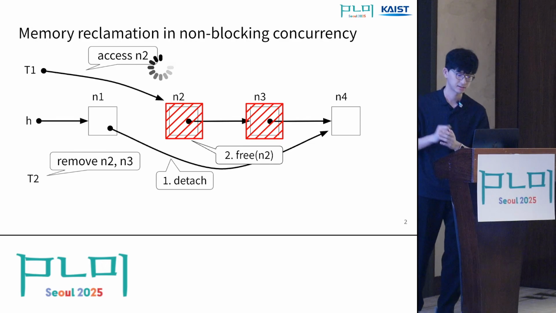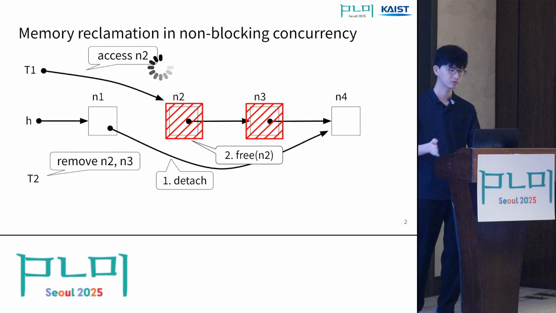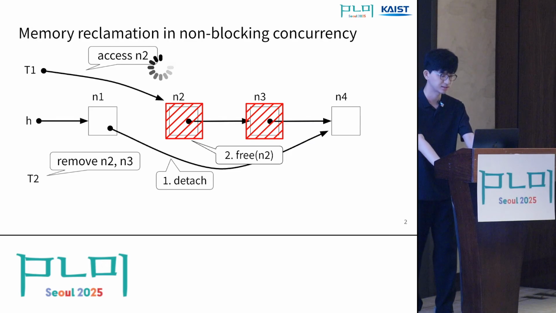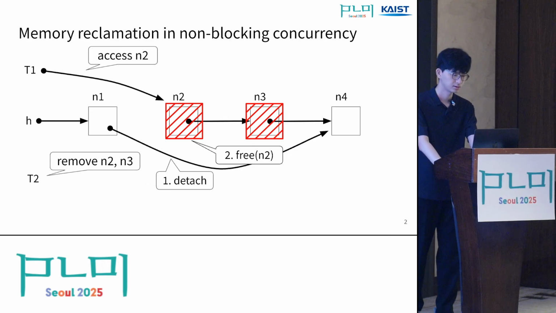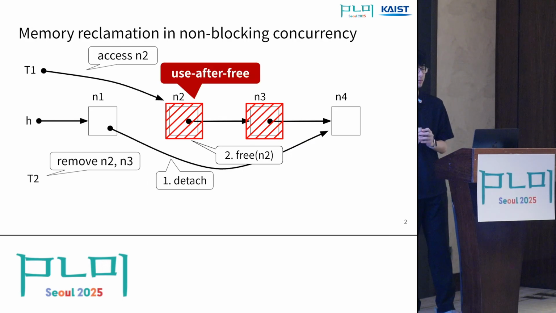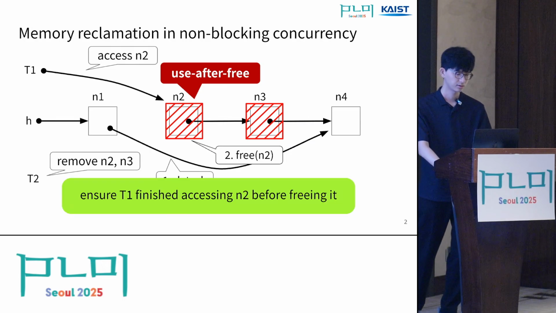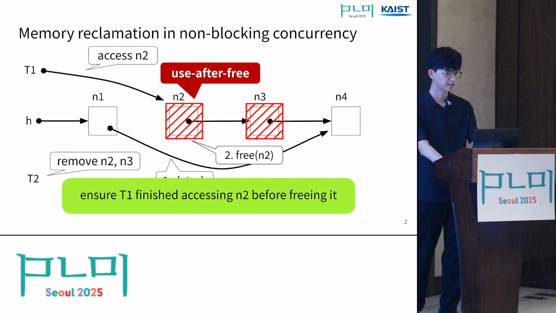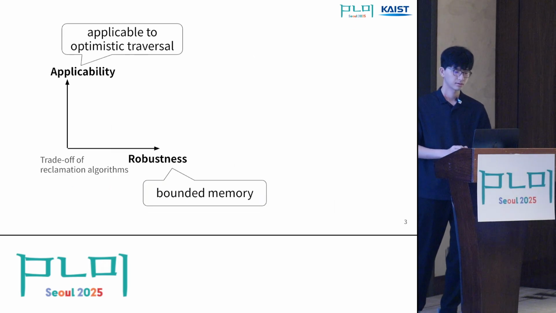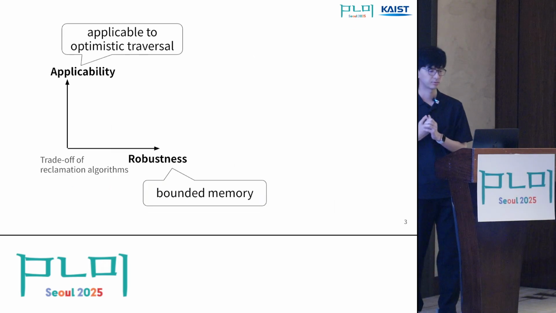However, as we have seen literally 20 minutes ago, in concurrent programming, it is unsafe to immediately free detached nodes, as when T1 wakes up, it will access node 2, which leads to a use after free error. Thus, for safety, we must ensure that T1 has finished using node 2 before freeing it. There are several methods for this kind of reclamation in non-blocking concurrency.